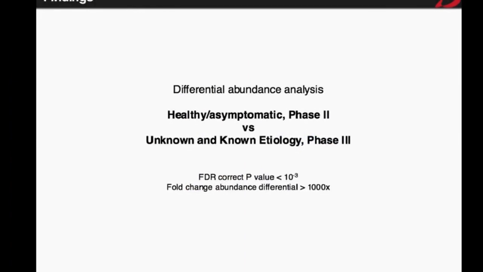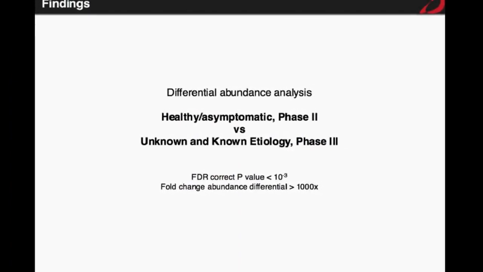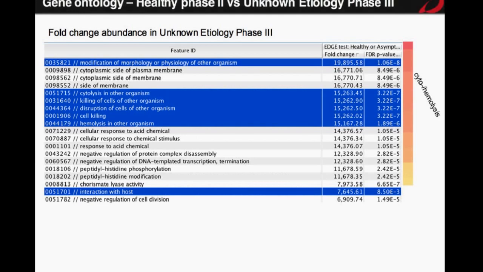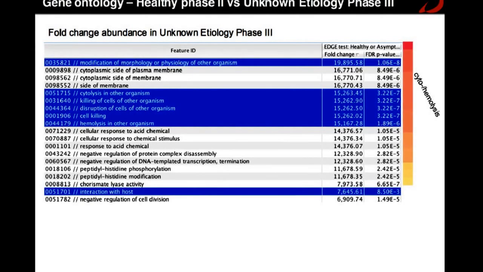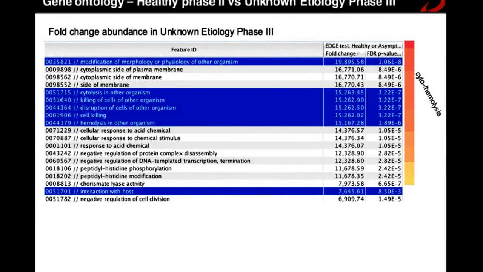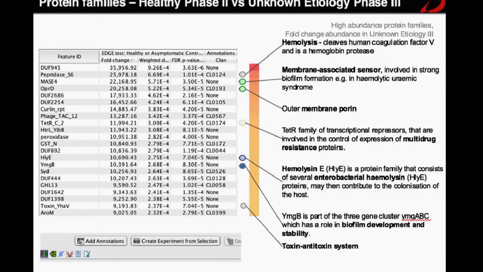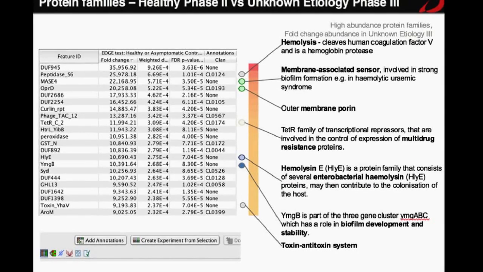So this allows us, on the basis of the p-value and fold abundance differential, to characterize even further the gene capability. We notice that in the healthy versus the unknown etiology, we find in the unknown etiology a much higher cytohemolysis capability. And again, using the protein analysis, we can also determine the presence of hemolysis gene functions, as well as the membrane-associated factors.